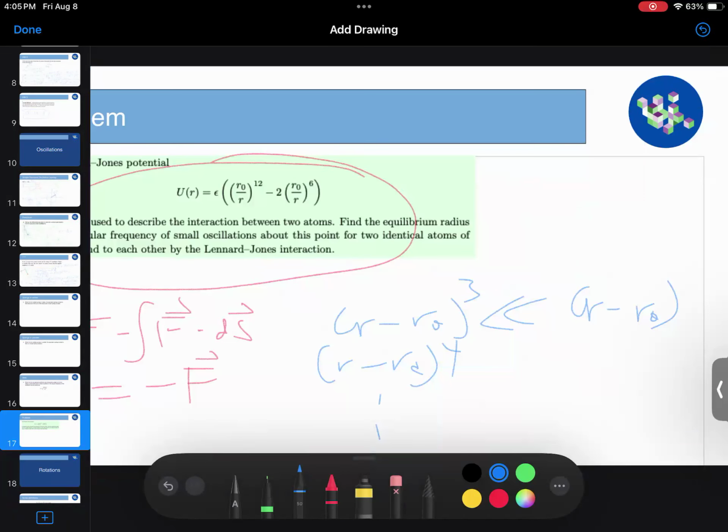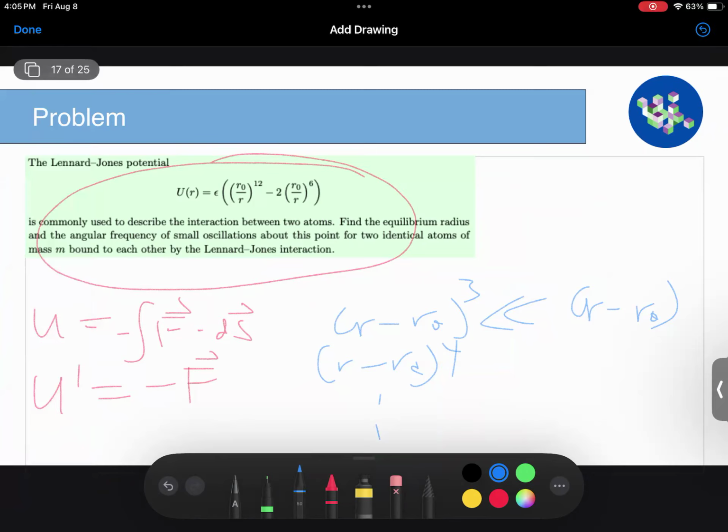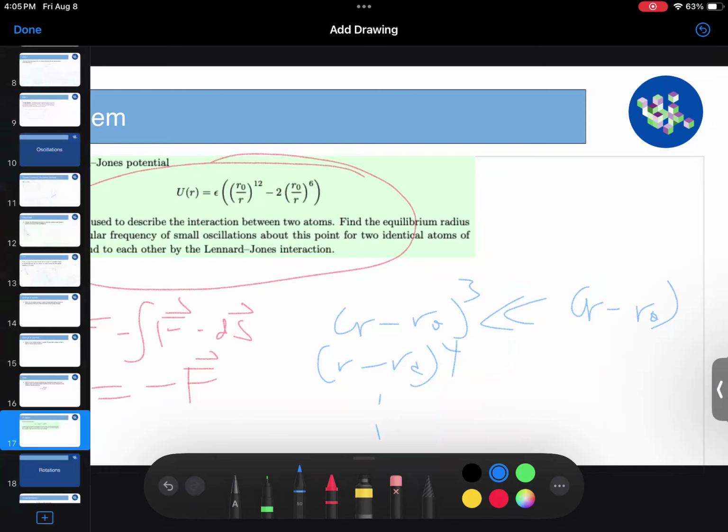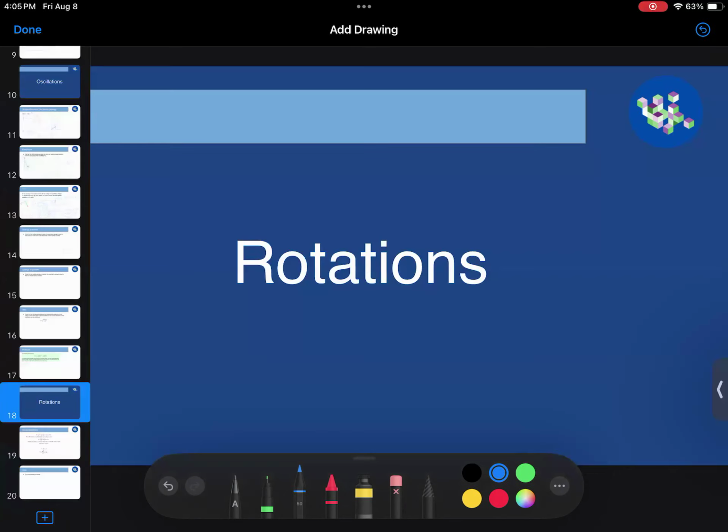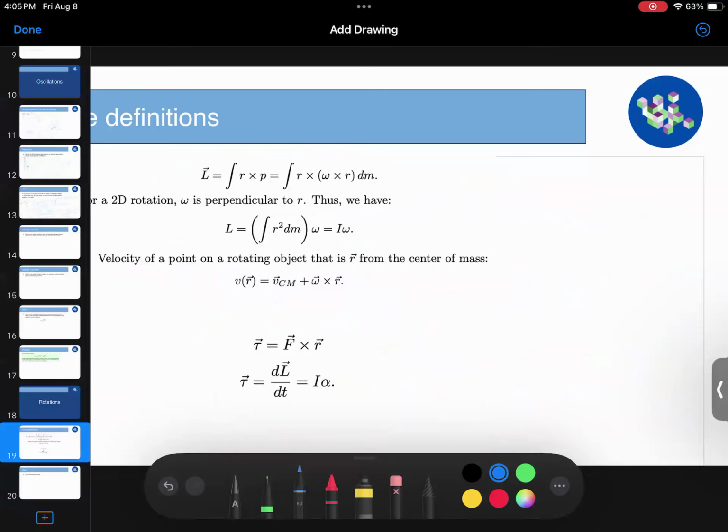This one, by the way, is just doing the math. You just need to do the square root of U double prime divided by the mass. There's a small nuance over here that we're looking at two atoms. But I'll let you guys figure it out in the homework, or I'll send an email to you guys. But first, let's talk about rotations. This is our second part of the class.